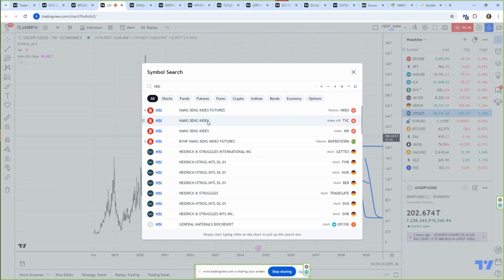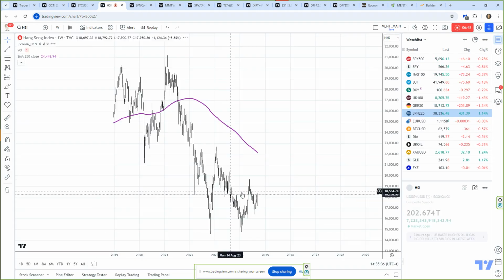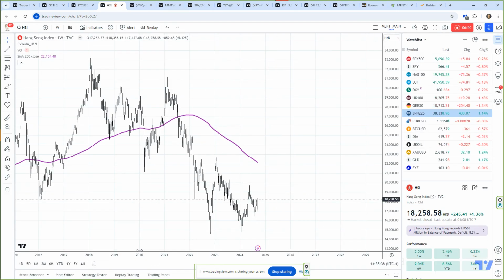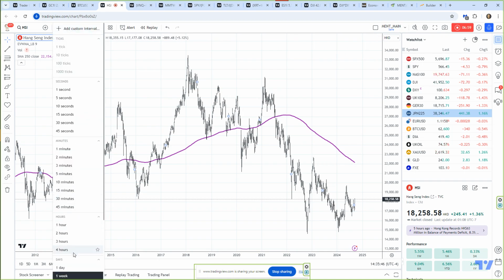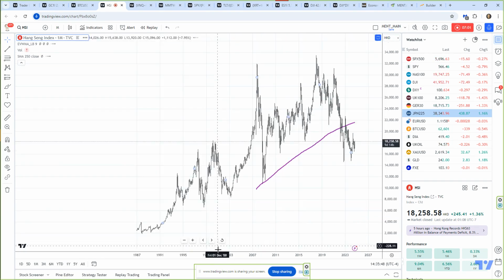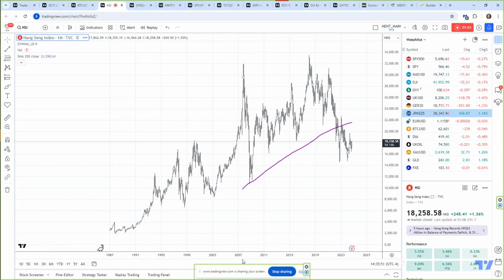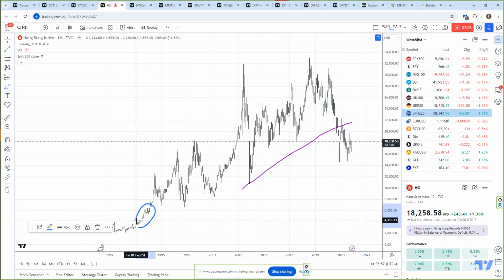Hang Seng Index, we'll pick this one. Over the last 14, 15 years here, it has considerably weakened. Let's go to monthly. So this is the time that I was down doing business in Asia, right in here. Spent a lot of time in Southeast Asia at that time during the global currency crisis.